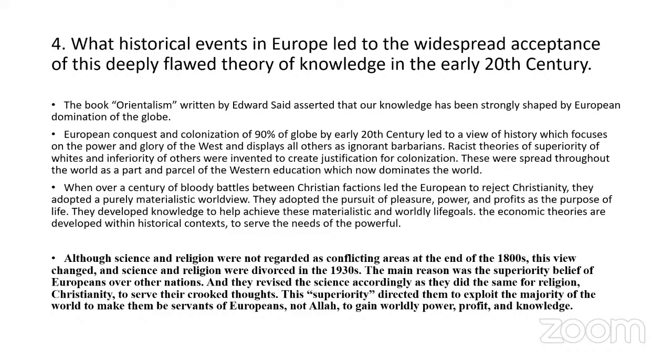Lastly, what historical events in Europe led to the widespread acceptance of this deeply flawed theory of knowledge in the early 20th century? This question has been discussed in detail in section C, and it has been referred to in the book by Edward Said, that our knowledge has been strongly shaped by European domination of the globe. European conquest and colonization of 90% of the globe during the early 20th century has led to a view of history which focuses on the power and glory of the West and displays all others as ignorant barbarians.